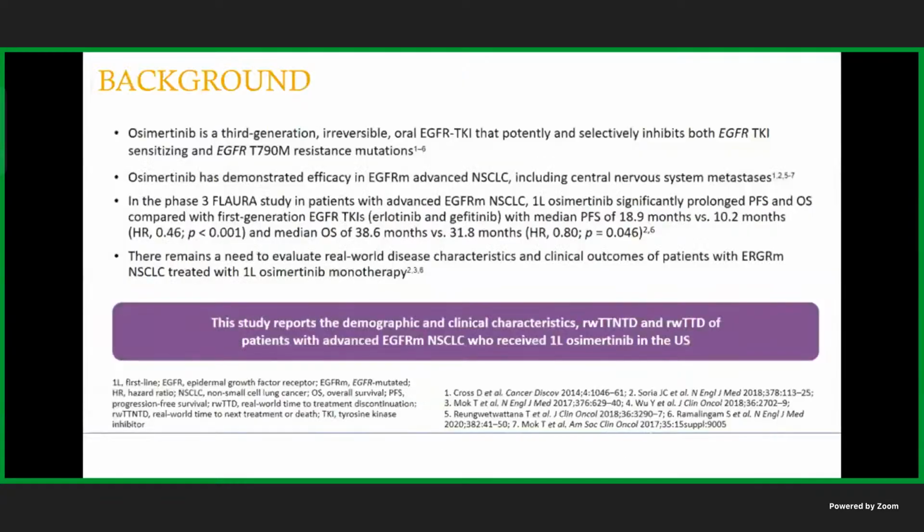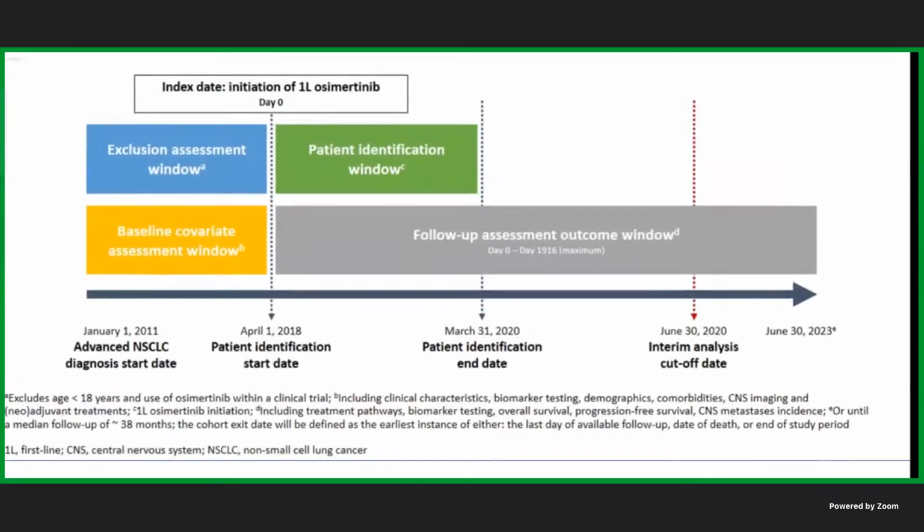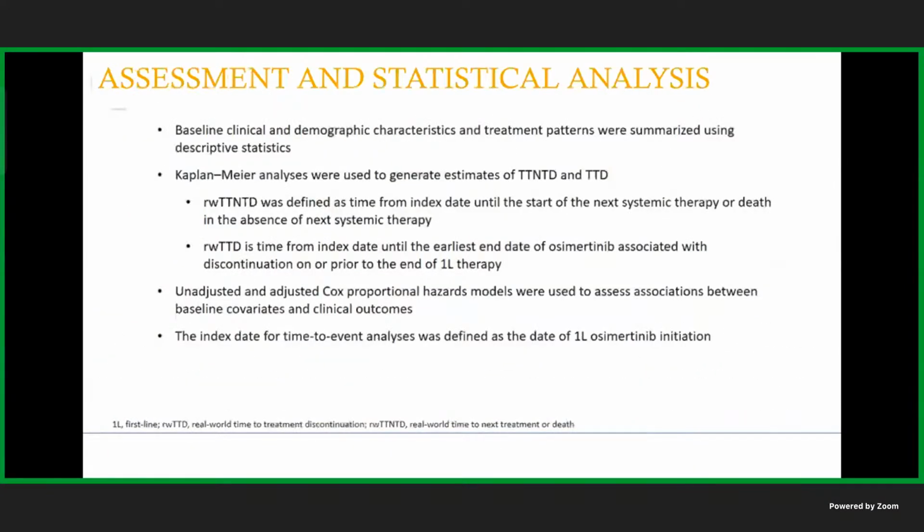This is another real world study with a similar background. This study started on April 1, 2018. The patient identification date was April 1, 2018, and it continued till June 2020, when the interim analysis was done, which was the cutoff date, and it is still being run. The baseline clinical characteristics, demographic characteristics and the treatment were summarized using descriptive statistics. And there were 2 things which were used: real world time to new treatment or death, defined as the time from index date until the start of the next systemic therapy or death, and real world time to treatment discontinuation, which was the time from index date until the earliest date of osimertinib discontinuation or prior end of the first line therapy.